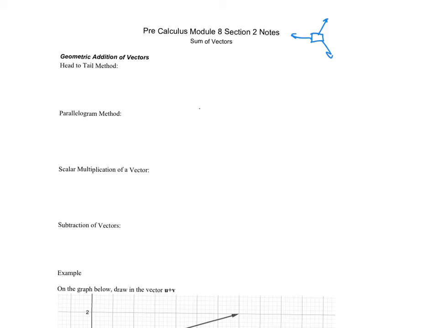So we'll first look at a geometric way to add vectors, and then we'll look at a more algebraic way to do so as well. So one way to add vectors is to put the vectors head to tail. So if I have one vector, let's say it looks like this, we'll call this vector A, and then another vector, we'll call this vector B. So we put them head to tail, head of the first to the tail of the second.